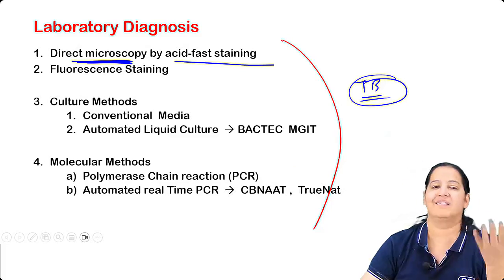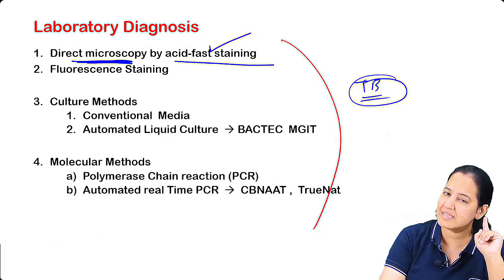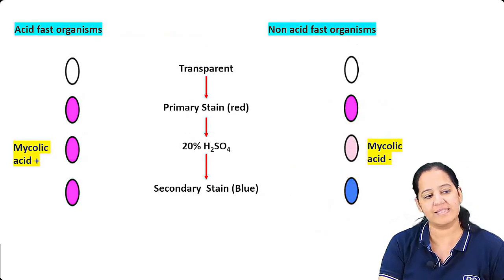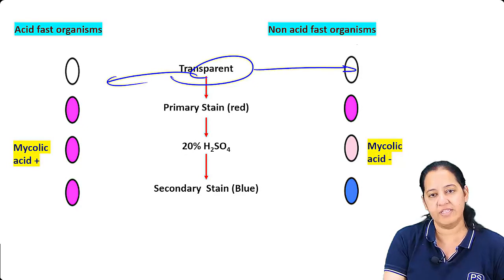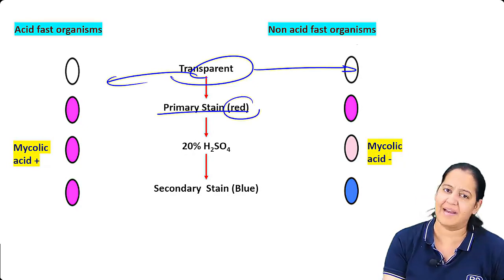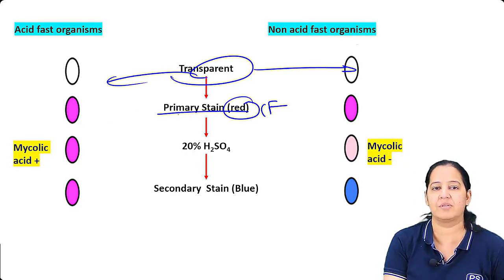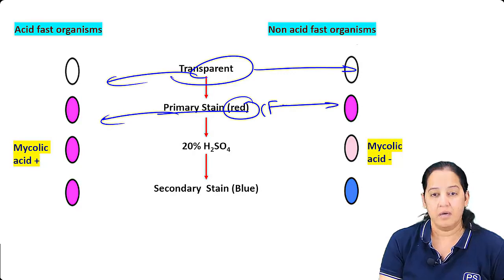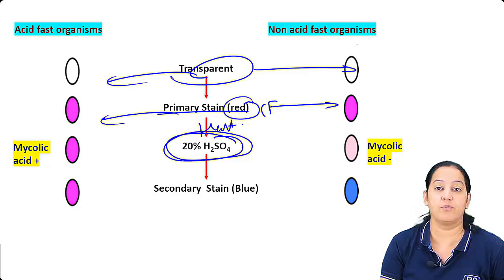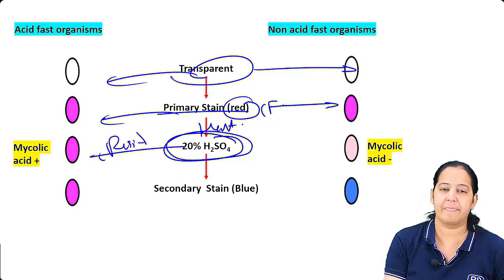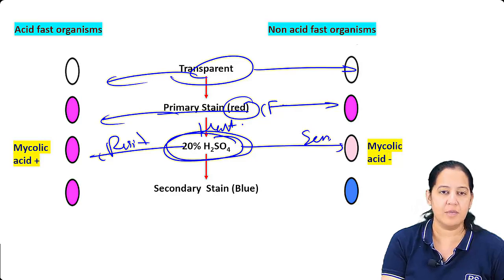Listen. So the first diagnosis is acid fast staining. You know what acid fast staining is? Yesterday I taught you. All bacteria are transparent. The primary stain is a red stain, any red stain, it can be carbol fuchsin. The mordant is heating, simple heating. After that, the decolorizer is H2SO4, standard is 20% H2SO4. These bacteria are resistant and these bacteria are sensitive. So the resistant ones maintain the red color.